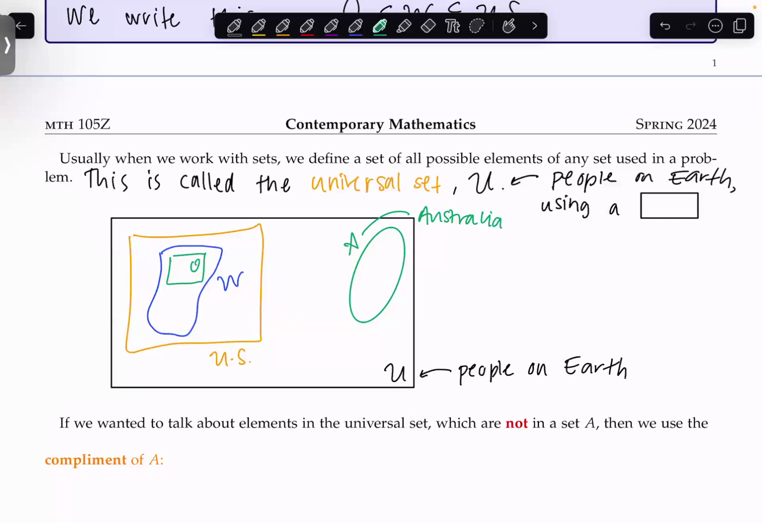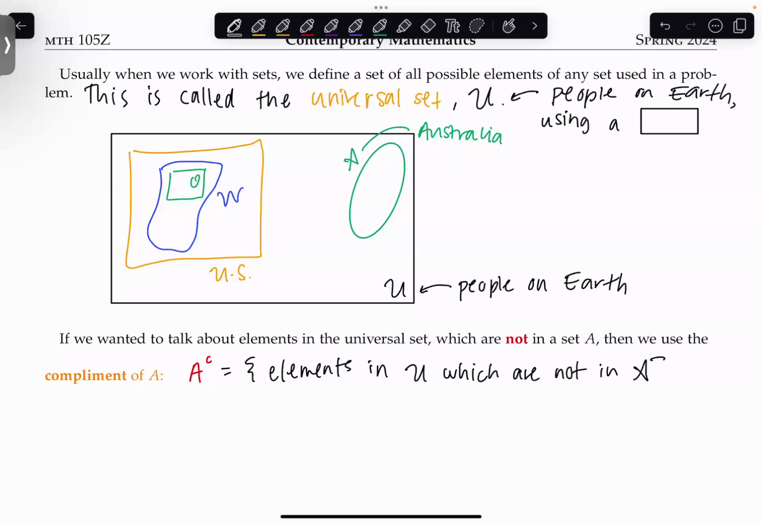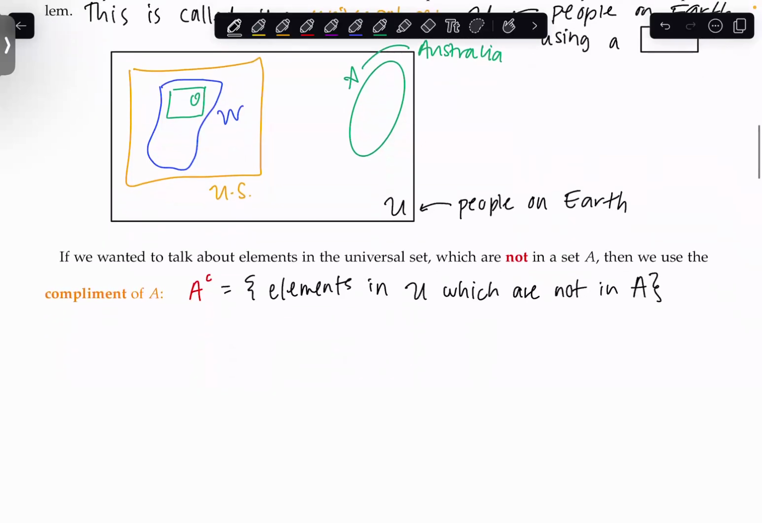Okay, if we want to talk about elements in the universal set which are not in a set A, then this is called our complement of A. So here, I'll use the following notation. My set A, I want the complement of it. So in the power, I'm going to write the C for complement. And these are the elements in the universal set, U, which are not in A. So anytime we talk about complement, we have to know what the universal set is first before we can actually do that.